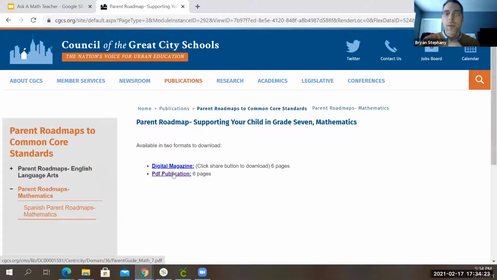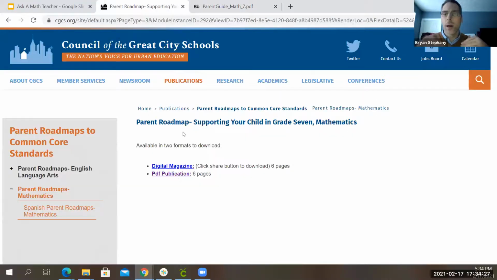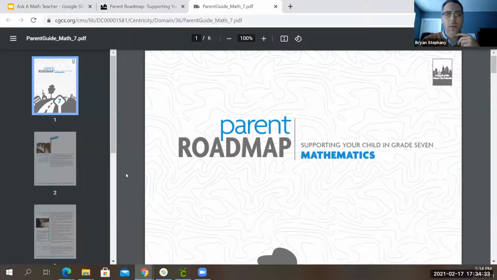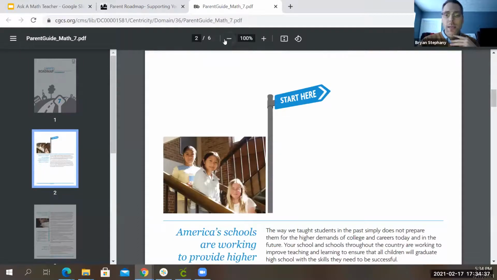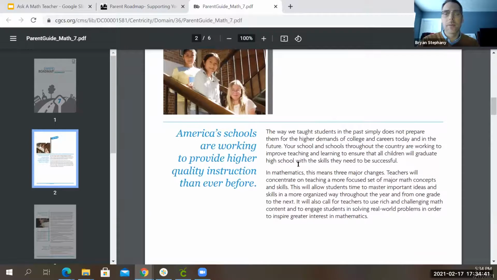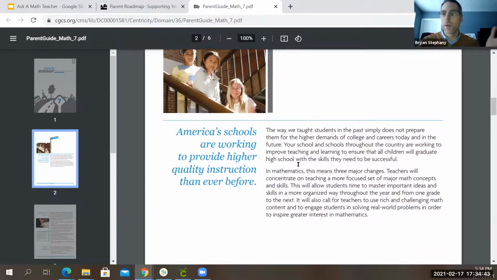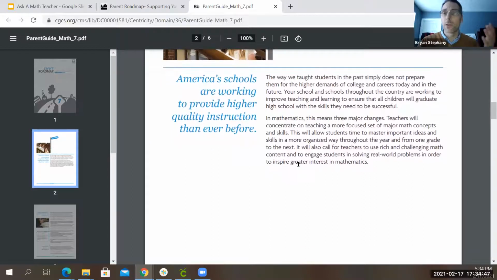And they have 2 versions. I prefer the PDF, the version that's being brought up now, which is just a nice list. There's another digital magazine, which may be good for like an iPad or something. On a computer, it's not quite as nice. But basically, they walk through and explain a little bit of what Ms. Lakowski was talking about, just kind of the essence of what the Common Core is, and then give kind of a nice overview for the particular grade that you're focused on.